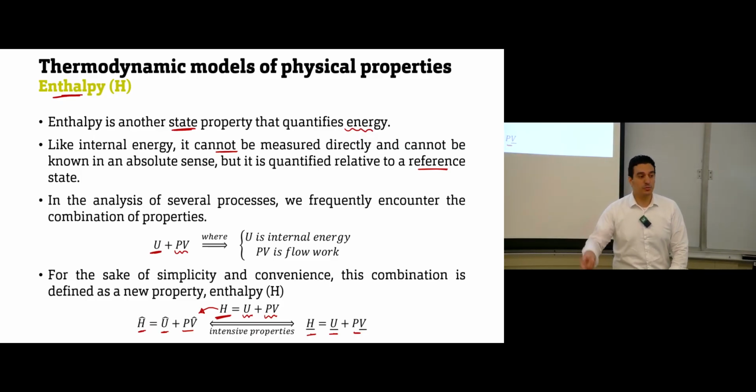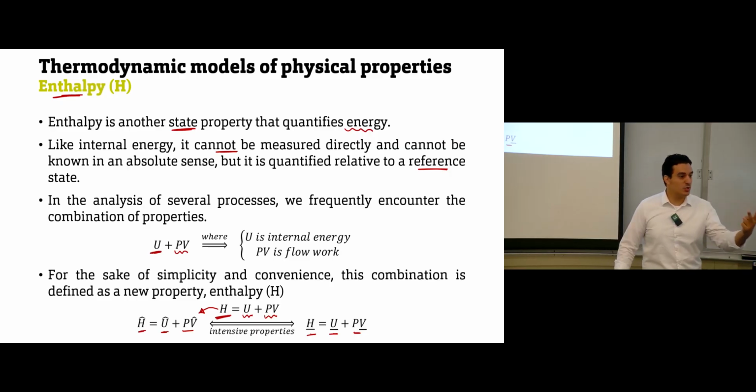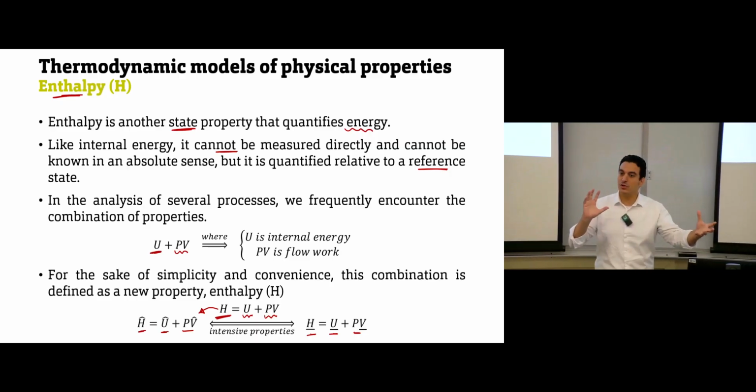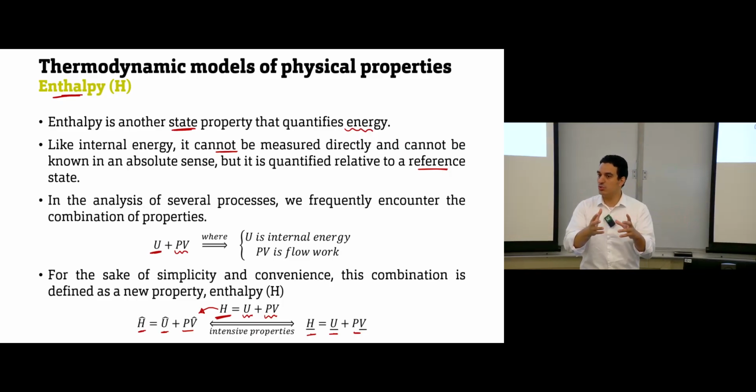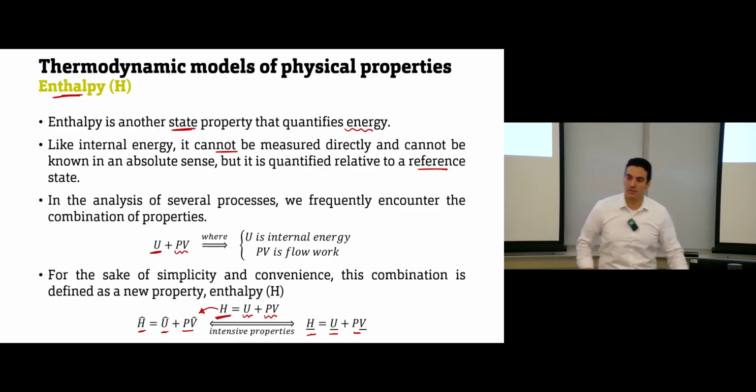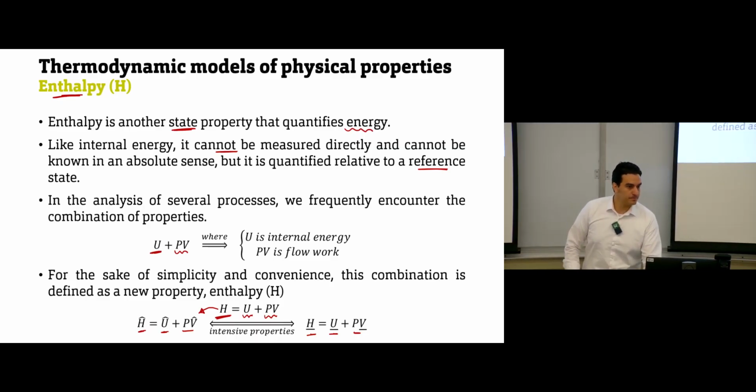So only the internal energy term will appear. But when you analyze an open system, we have internal energy, we have PV, so just to simplify the equation, combine these two terms together and call them enthalpy. Clear? Any questions so far?